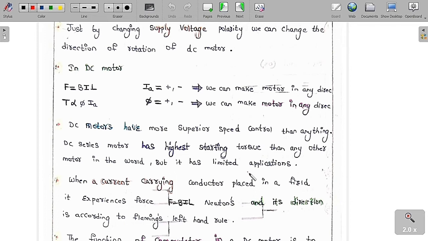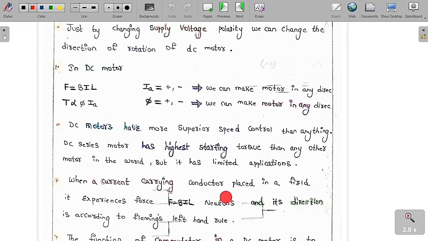So DC motors have more superior speed control than any motor, and the DC series motor has the highest starting torque than any other motor in the world, but it has limited applications.